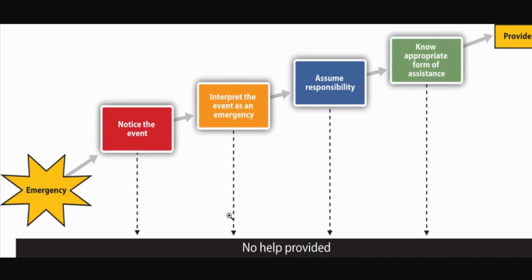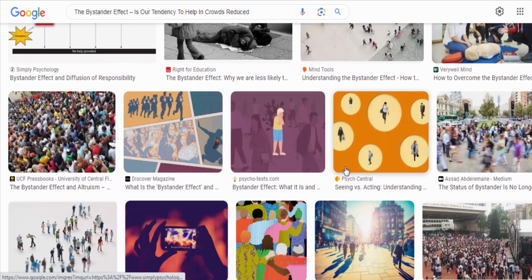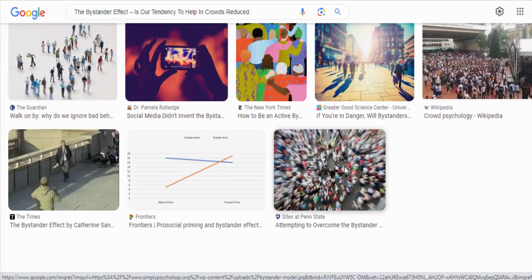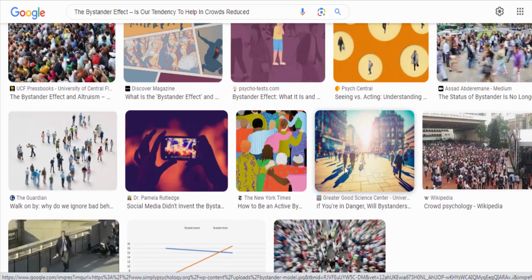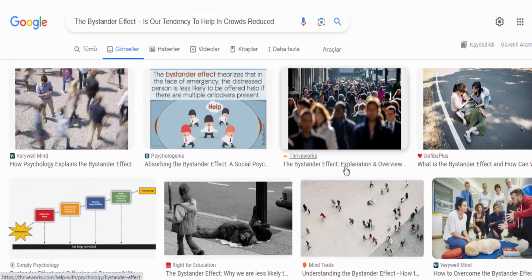Several factors contribute to the bystander effect. First, the diffusion of responsibility occurs when individuals believe that someone else in the crowd will take responsibility for helping, leading to a decreased sense of personal obligation. People may assume that since others are present, someone else will step forward and assist.